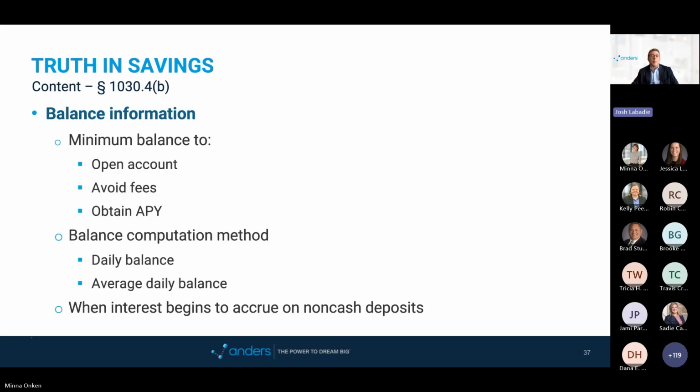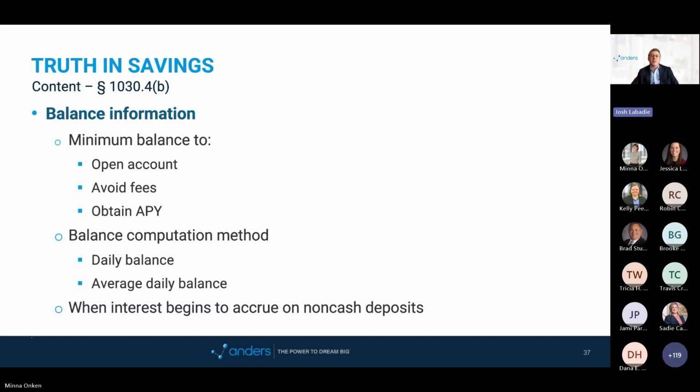All right, balance information. The first bullet here, this is simple enough. Any minimum balance required to either open the account, to avoid fees, and to obtain the APY. And fees here, this is simply referring to minimum balance fees, such as a $5 monthly fee if the balance falls below $500. So nothing to do here with overdraft fees, NSF, or ATM withdrawals, for example.